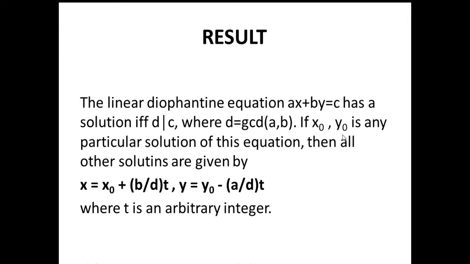Further, if x naught, y naught is any particular solution of this equation, then all other solutions are given by x is equal to x naught plus b by d into t. a, b are given to you, and d we have already found, the GCD of a and b. And y is y naught minus a by d into t. Here t is an arbitrary integer.